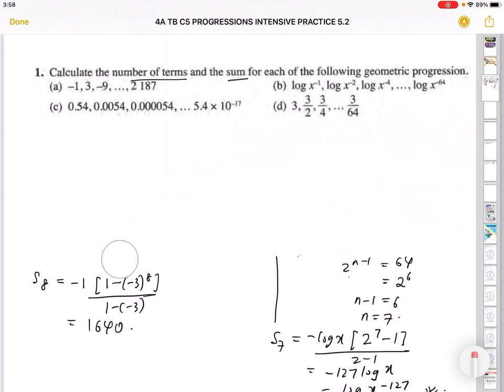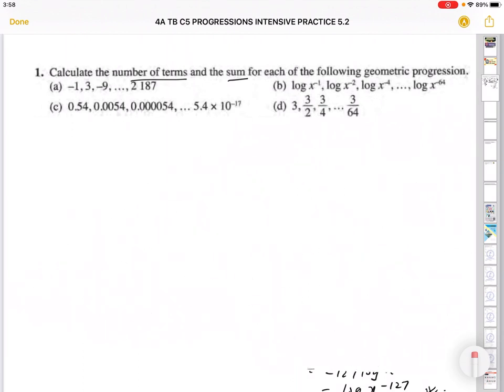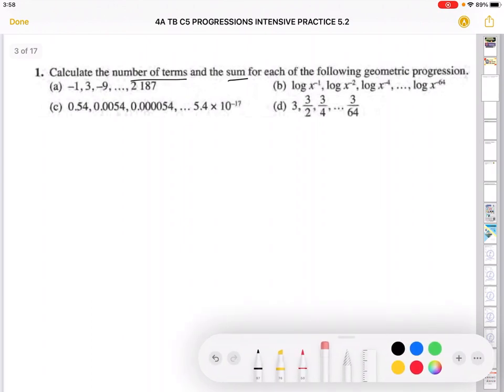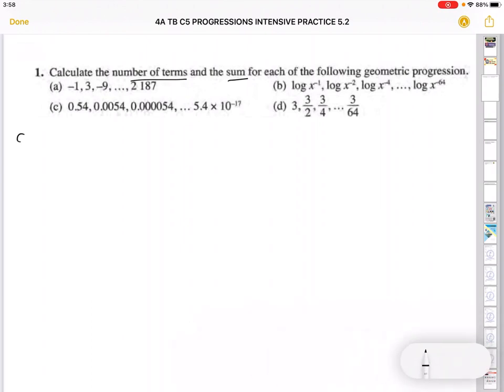All right, so now how do you solve for C? For part C, as you can see here, your first term is 0.54. My common ratio is 0.0054 divided by 0.54, which is going to give us 0.01.